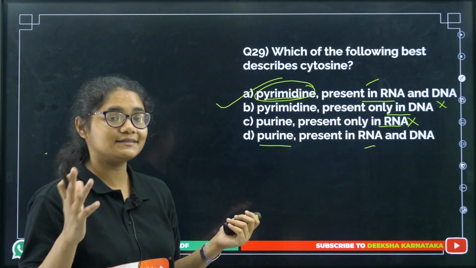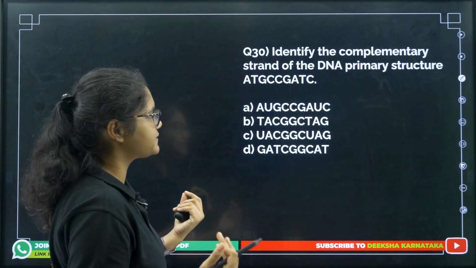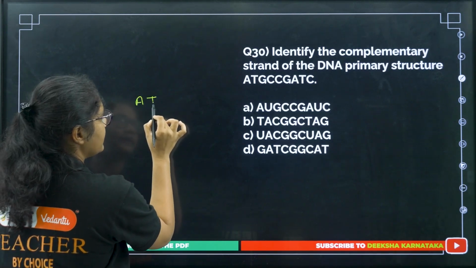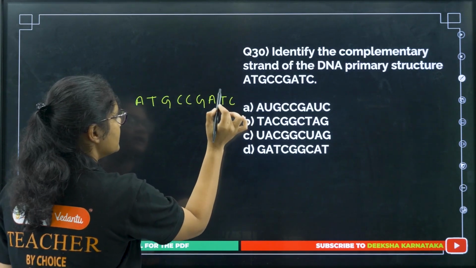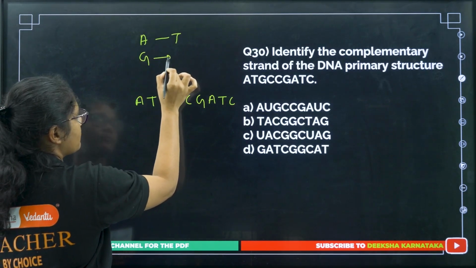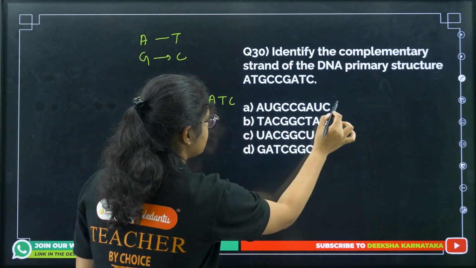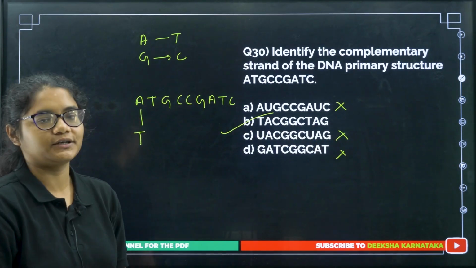Okay, now let us see the last question of this test, that is identify the complementary strand of DNA primary structure. So you have A, T, G, C, C, G, A, T, C, right? So if you remember, A is complementary to T and G is complementary to C. So here it will come T. So first option has to be T, so we can eliminate all this. So the correct answer will be option number B here.